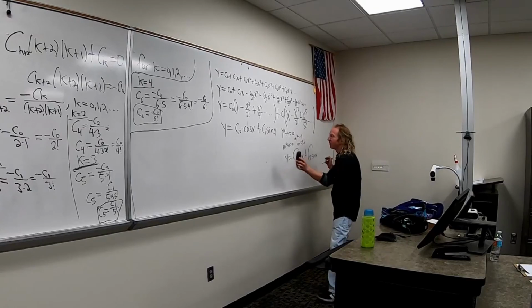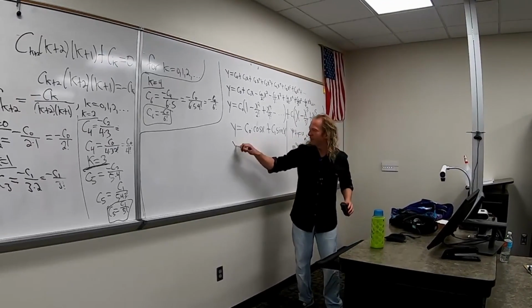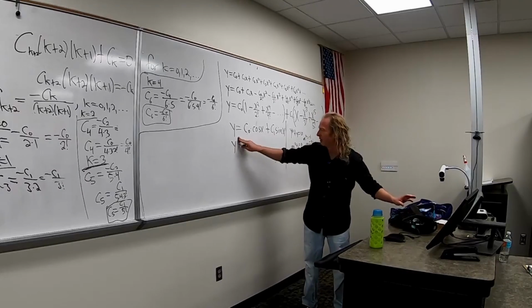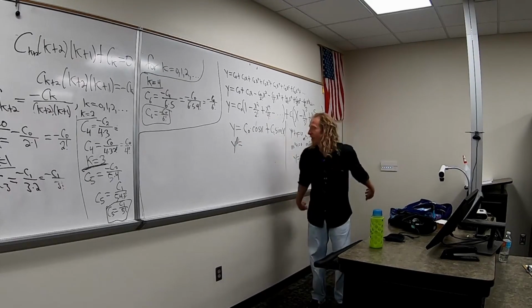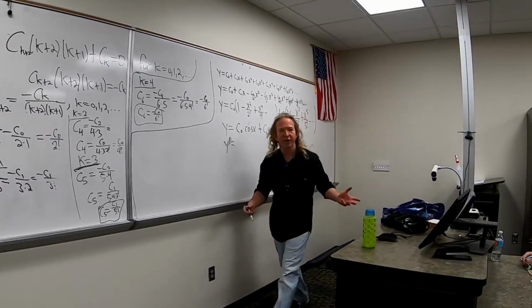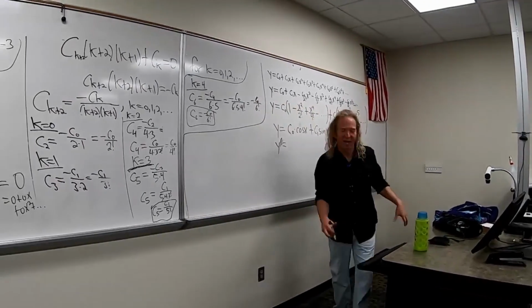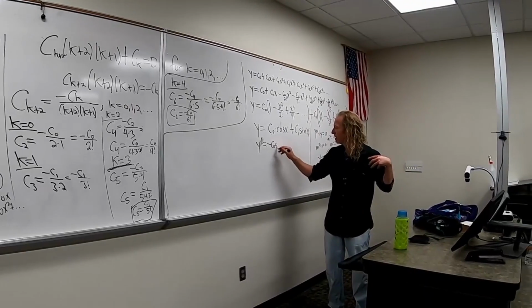Okay, let's finish this problem. So we've got to take the derivative of this. It'd be really bad to mess up here. That's when we plug it back in and then solve for our initial conditions. So what's the derivative of cosine? Is it minus sine x? Yeah, so it's minus C0 sine x.